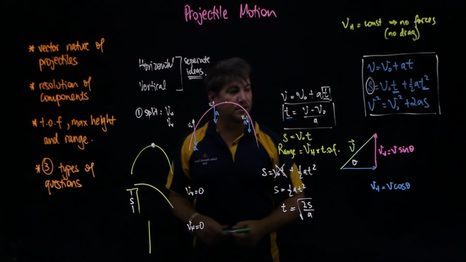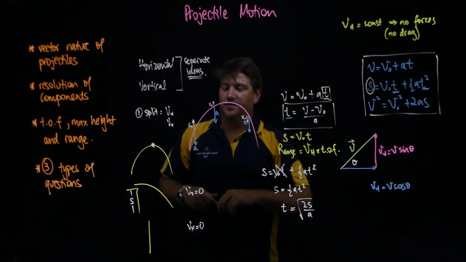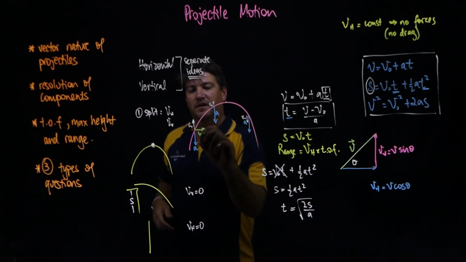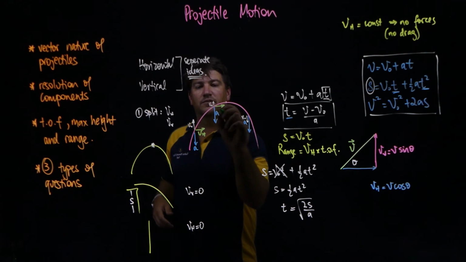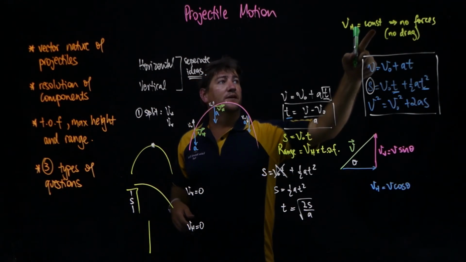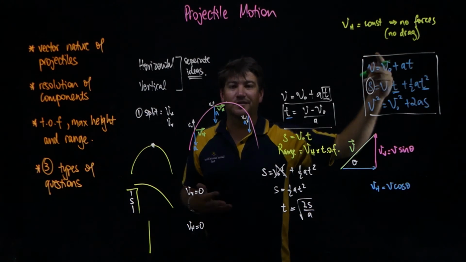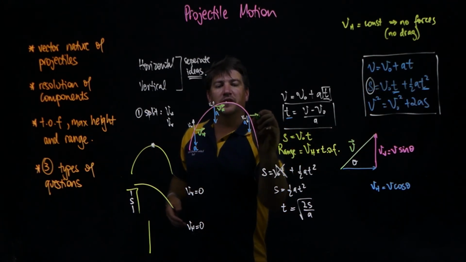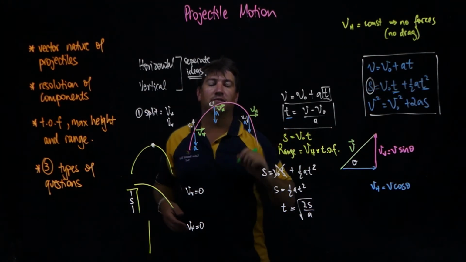Direction is important, and we're going to go green because there's not a lot of green up here yet. This is going to be our horizontal, and our horizontal without any forces, remember it's constant because there's no forces because we're saying that there's no air drag, is going to be constant throughout the flight.